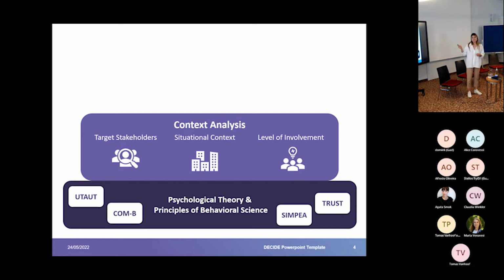And I think especially the level of involvement, I will come to that right after this slide, is something that's a very critical question for many initiatives, because it also allows you to differentiate between what kind of collaboration or not collaboration you want to have with the citizens.